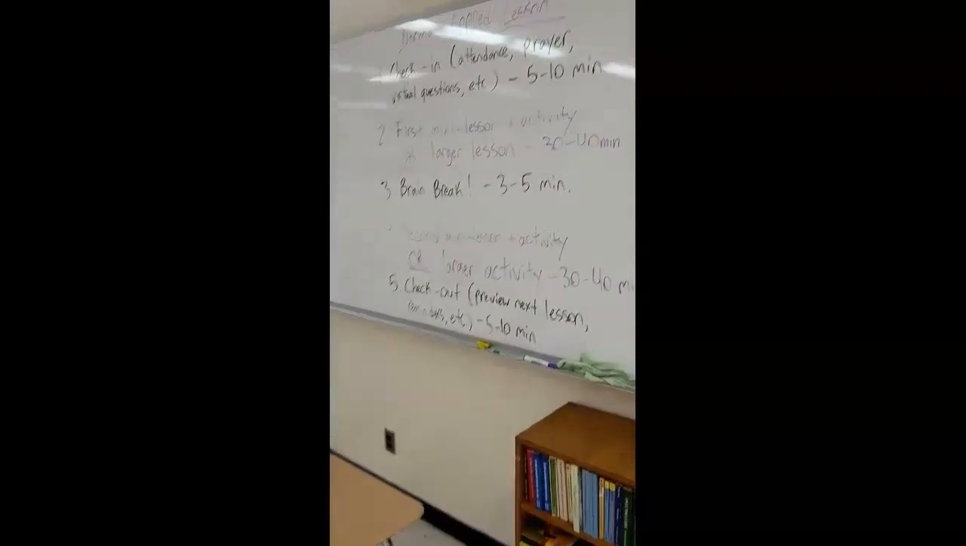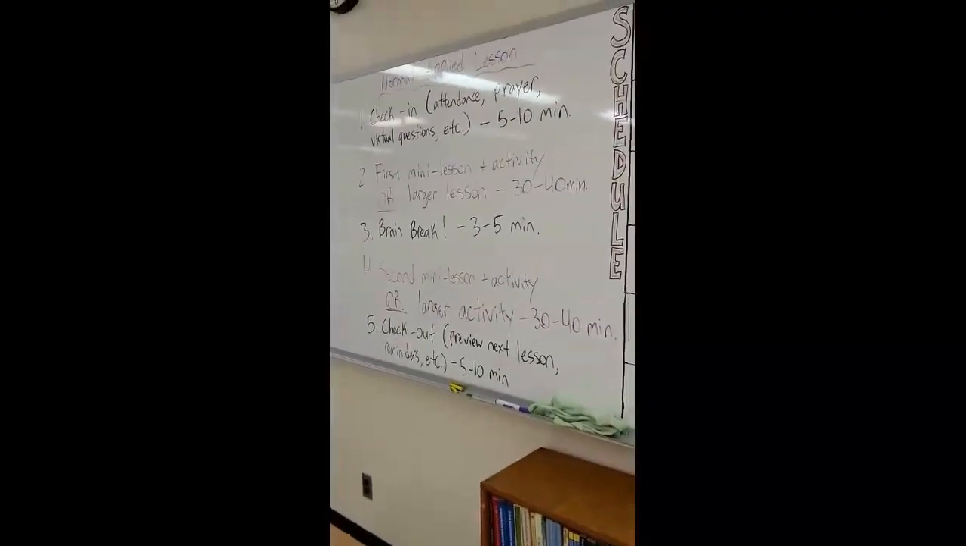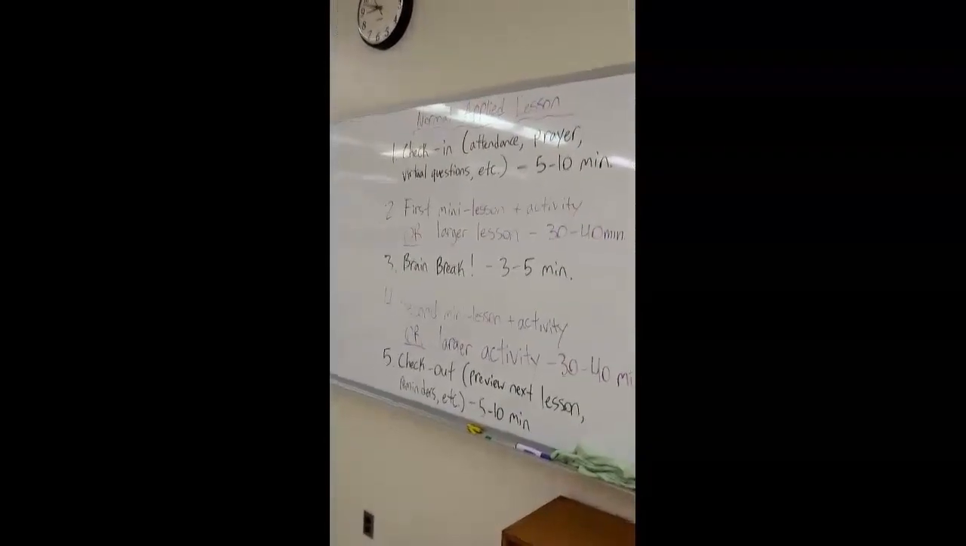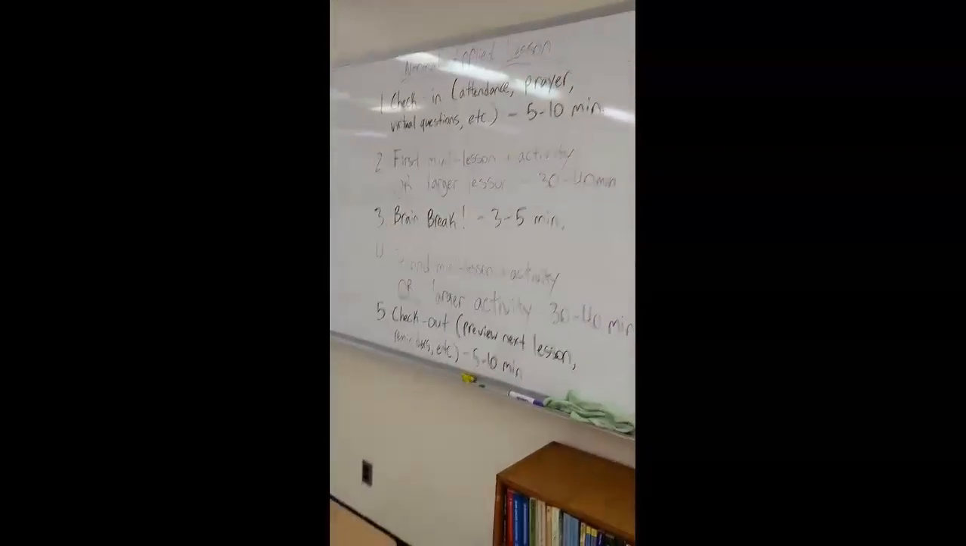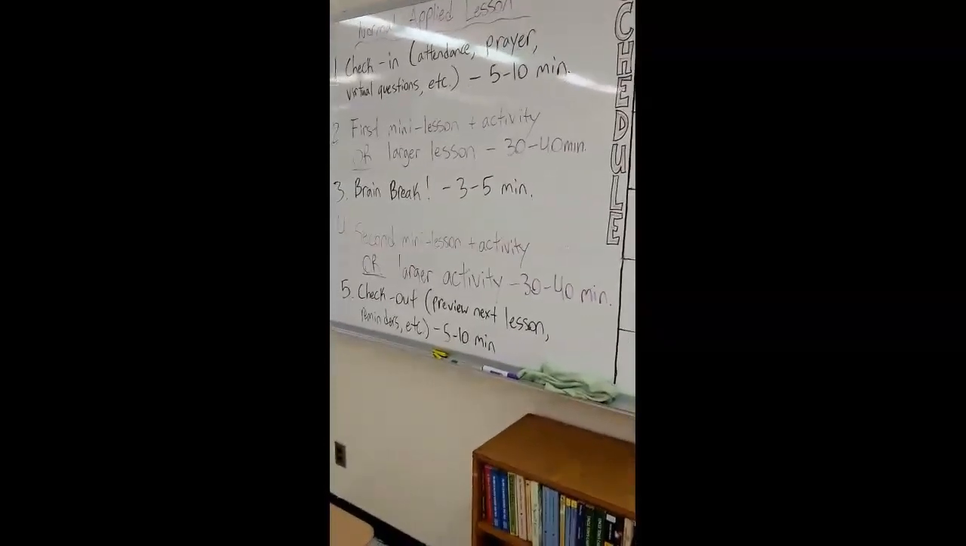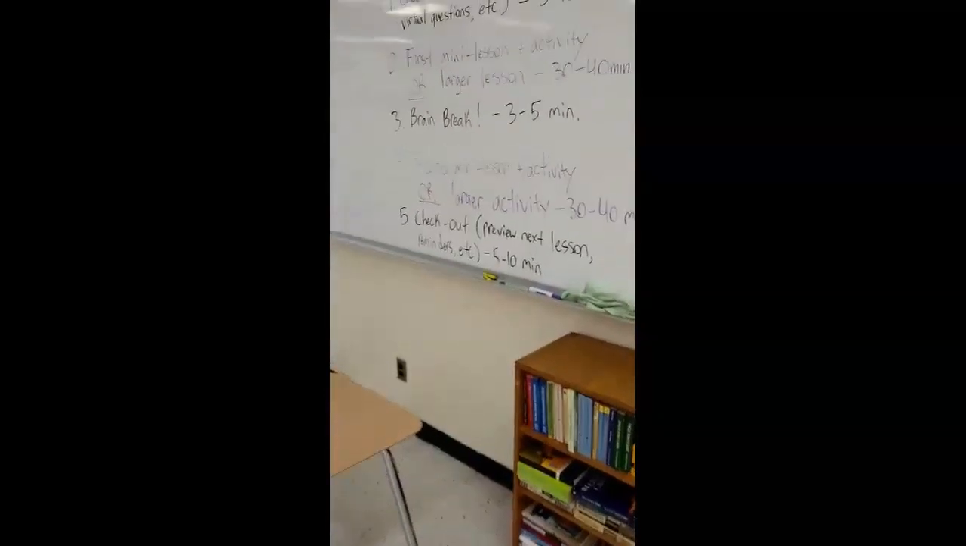After our brain break, we'll do another mini lesson and activity. This is if we're learning 2 things in a day, like today. So, like in today's lesson, it's tour first. We'll do a brain break after this tour. And then our second activity is going to be new vocabulary, another 30 to 40 minutes. What that leaves us at the end of the hour is another 5 to 10 minutes to check out.